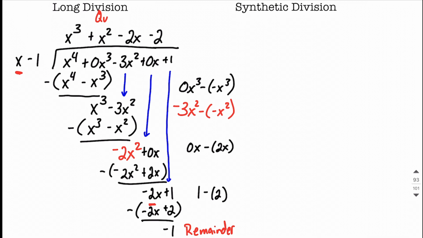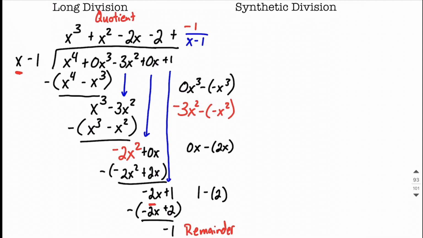And then up top, we refer to this as the quotient. Now, one way sometimes we write our solution, the overall solution, is we take the quotient, and then we're going to add to that the remainder, negative 1, over the divisor. So the divisor, we divided by x minus 1 out in front there. So that's one way to express our solution sometimes.